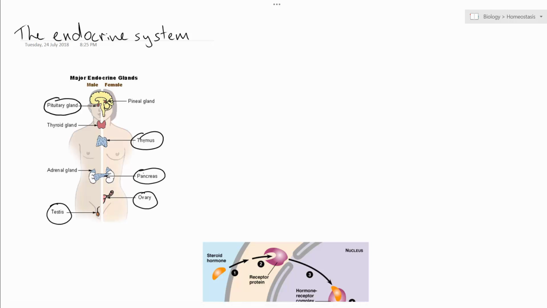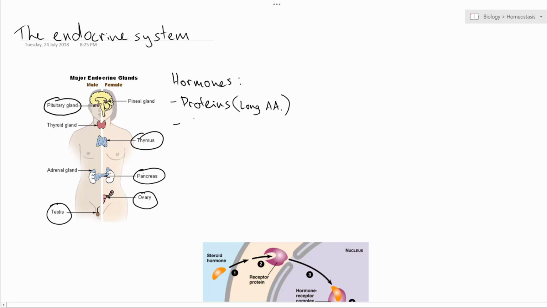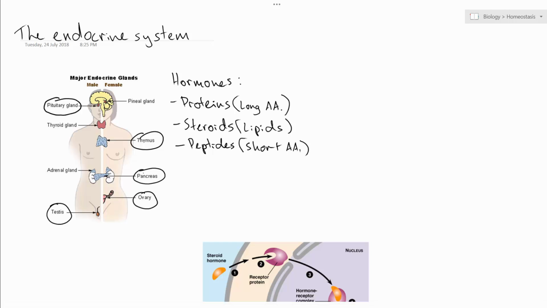So before I go into some examples, glands create and excrete three main types of hormones. So they create hormones which can be proteins. Now proteins are made up of long chains of amino acids. We can also have hormones being steroids. Now steroids are lipids, so a type of fat. And we can also have peptide hormones. Peptides are generally short chains of amino acids. So these hormones are created and secreted by a number of different glands. Some examples of glands, hormones, and functions I'll talk about now.